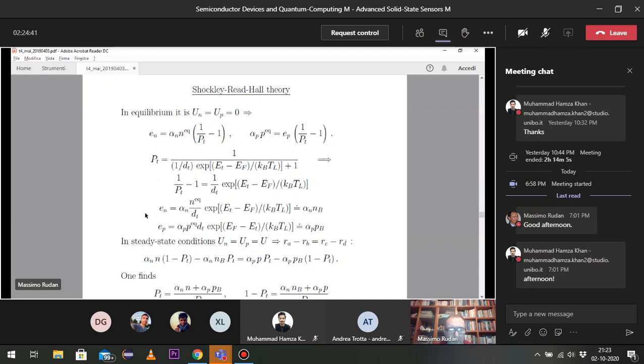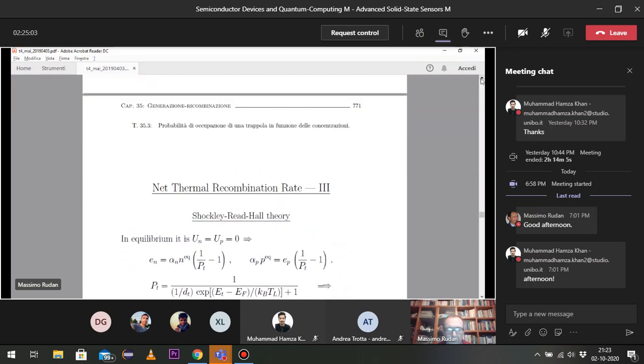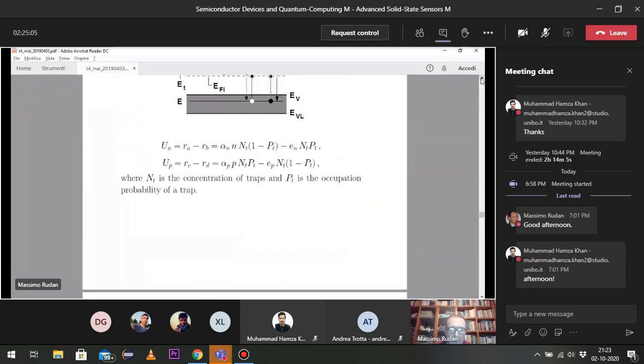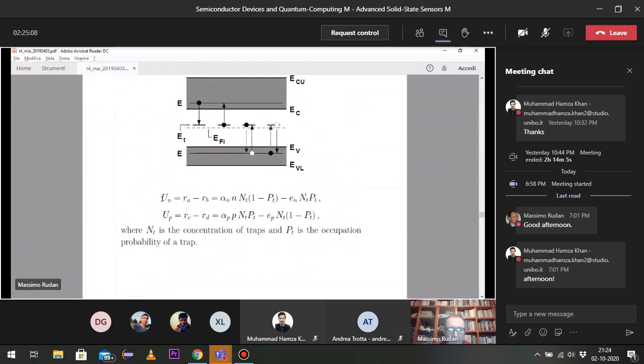Now, we shall not use E sub n anymore. We shall use alpha n NB for it. And we shall not use E sub p anymore. We shall use alpha p PB in place of it, okay? Now we remember, we go in a non-equilibrium condition again, and we remember that Un is equal to Up. So we put these two quantities equal to each other, okay?